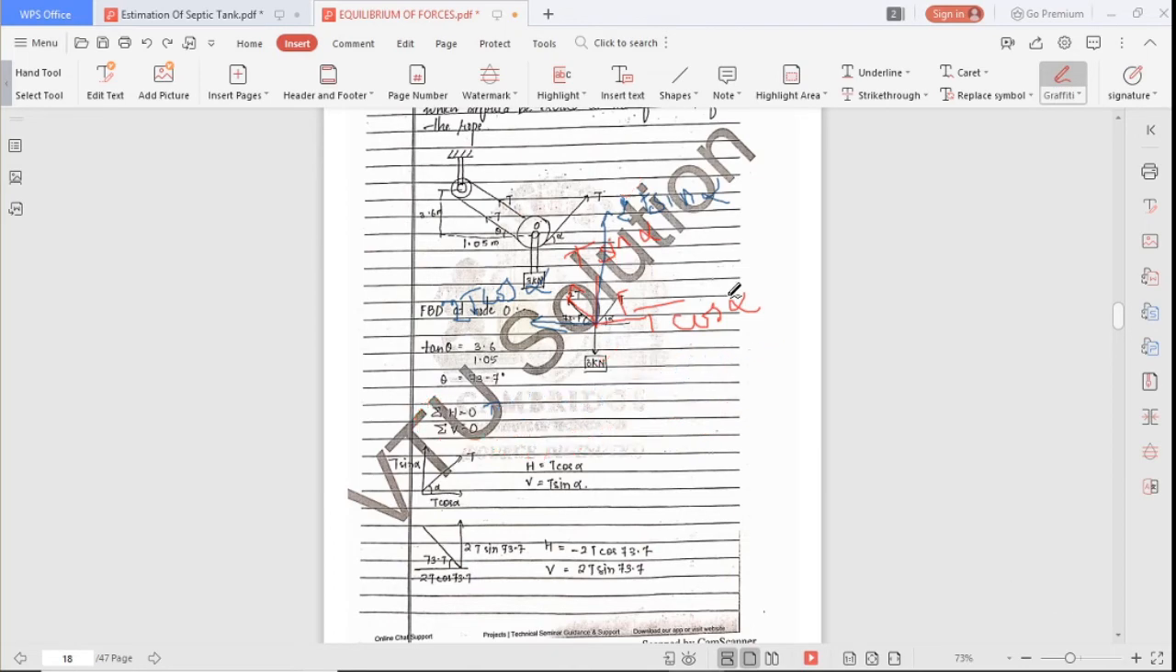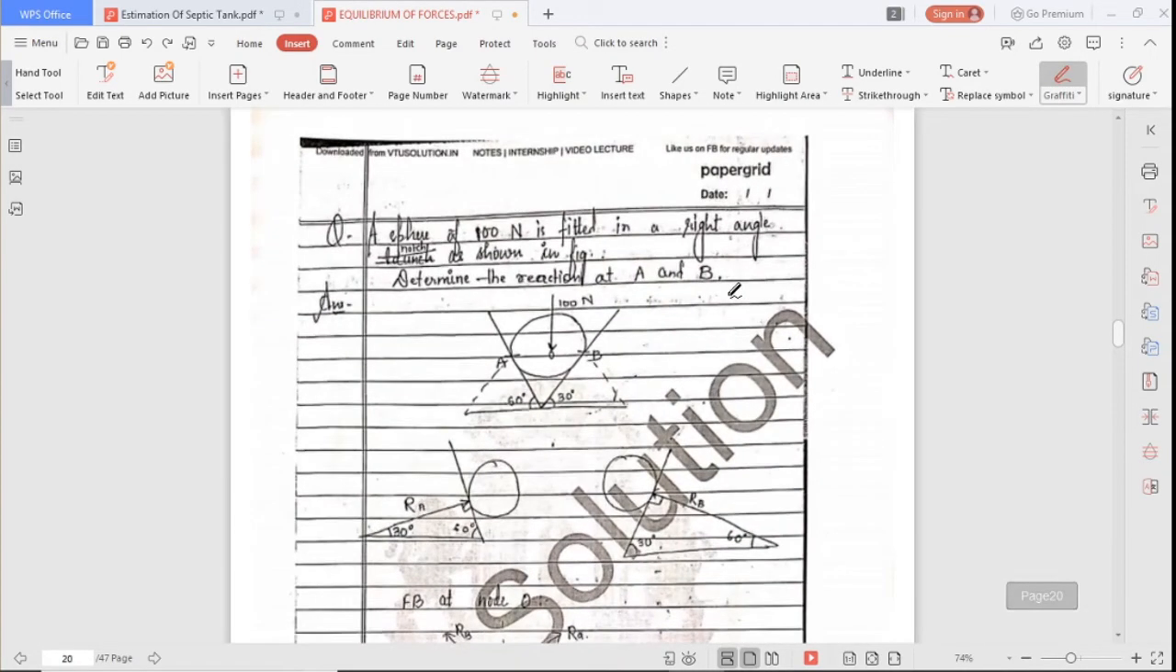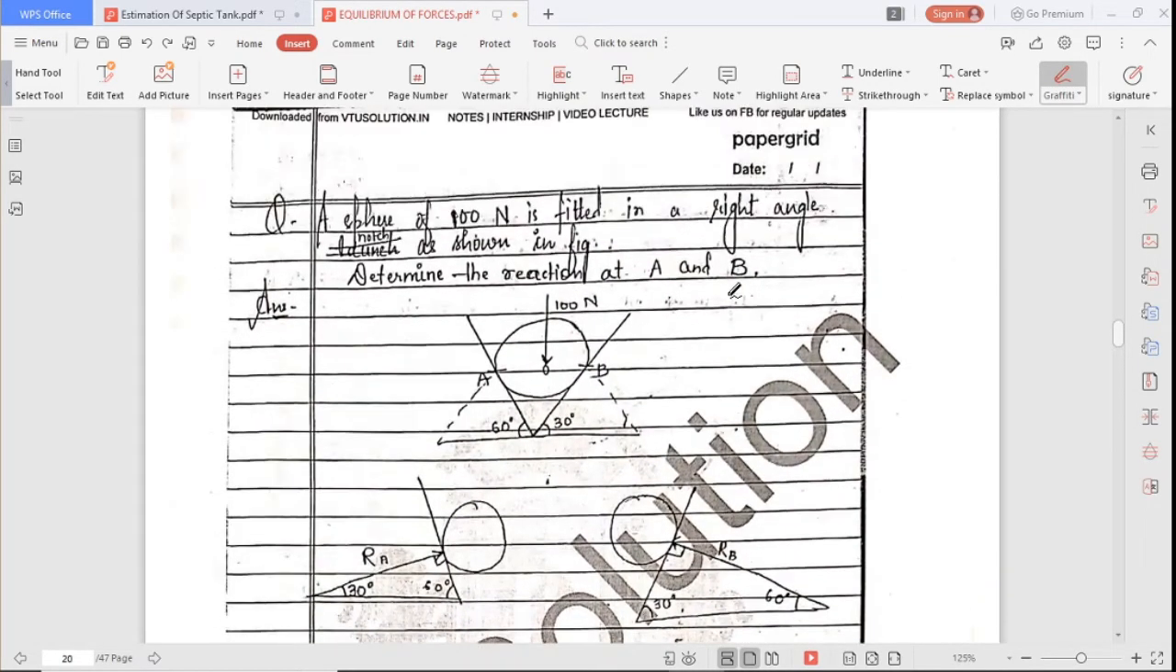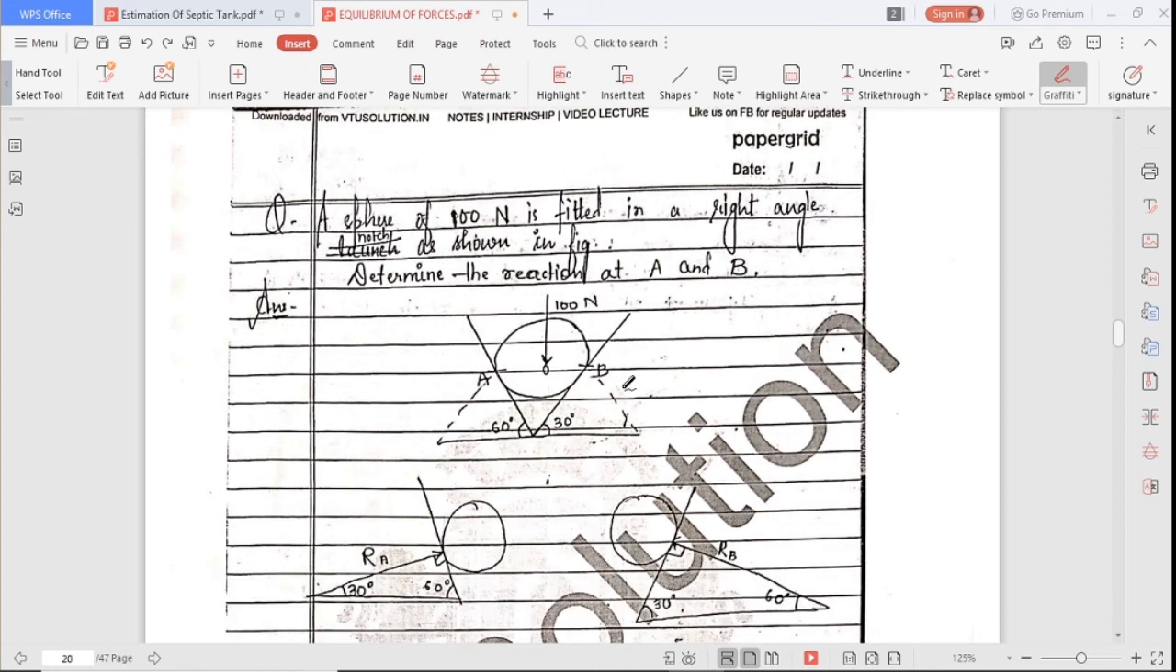Just solve once by the method which I told, you will get the answer. Fine. Now let us go to another problem. Okay, this one is a sphere of 100 Newton fitted in a right angle notch as shown in the figure. Determine the reaction at A and B.